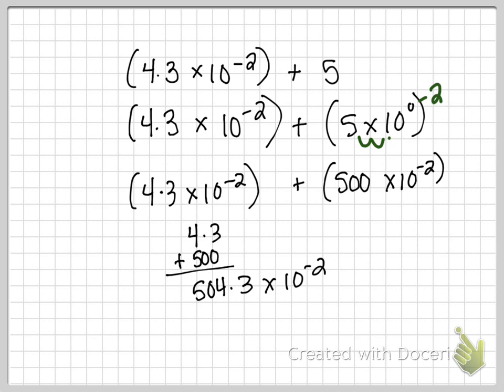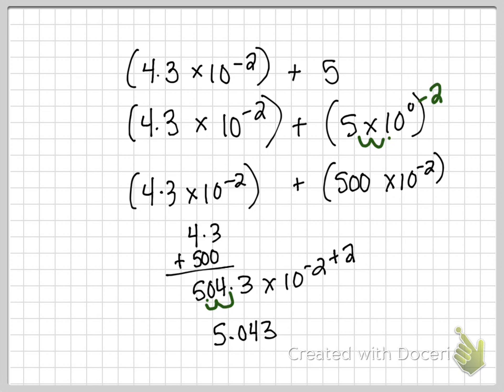No. So we need to move our decimal 2 places, to the left. So that's 5.043. Would that make it more negative? So now it's negative 4. When we moved our decimal to the left, what did we do to our exponent? We added.